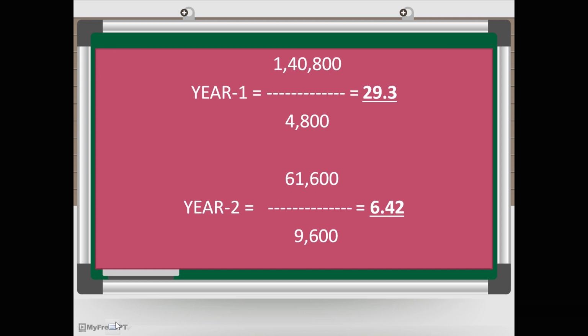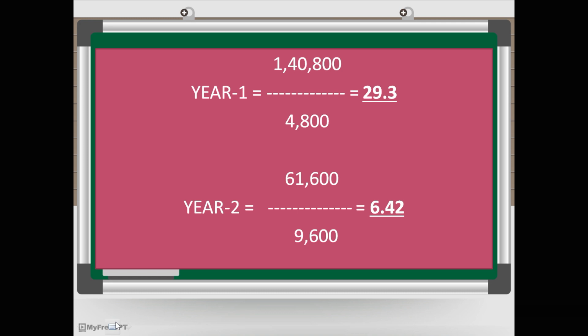See your one, earnings before interest and tax profit na table ma jo year 1 ma 1,40,800 છે and divided by interest on loan from P&L account year 1, it is 4,800. So it gives us 29.3.